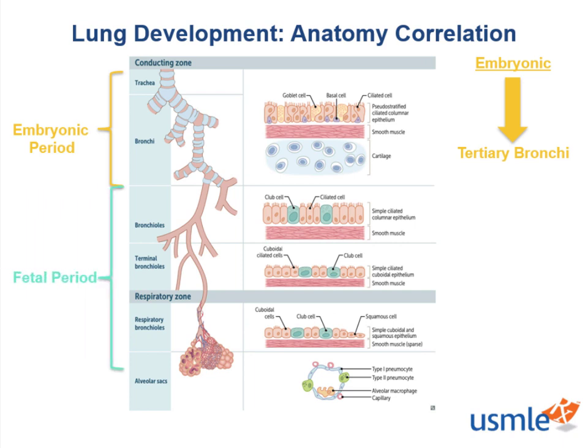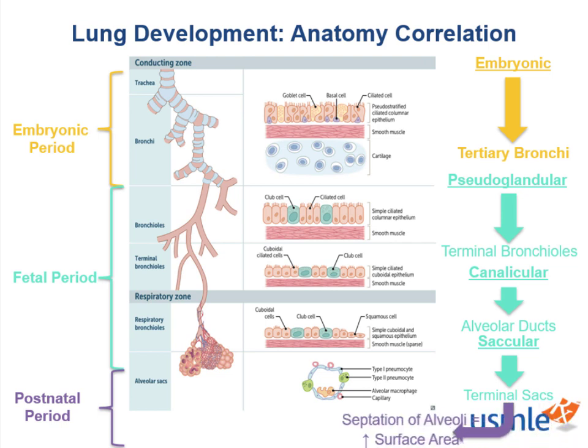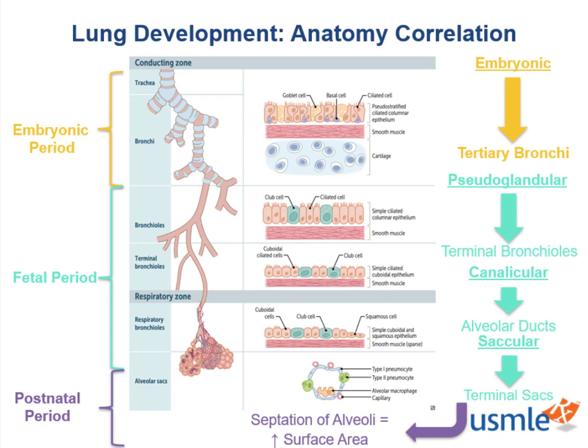Next, the fetal period is where the respiratory tract increases in size and complexity, with the pseudoglandular stage developing the bronchioles down to the terminal bronchioles, followed by the canalicular stage forming the respiratory bronchioles down to the alveolar ducts, followed by the saccular stage forming the terminal sacs, primitive alveoli. These three stages mark the fetal period. After birth, the postnatal period occurs, where those terminal sacs undergo septation to form more expansive alveoli with increased surface area for gas exchange.